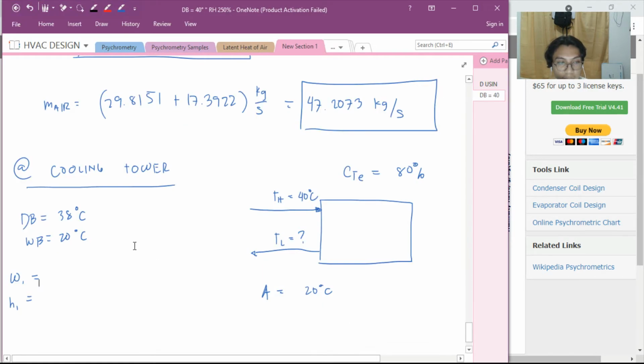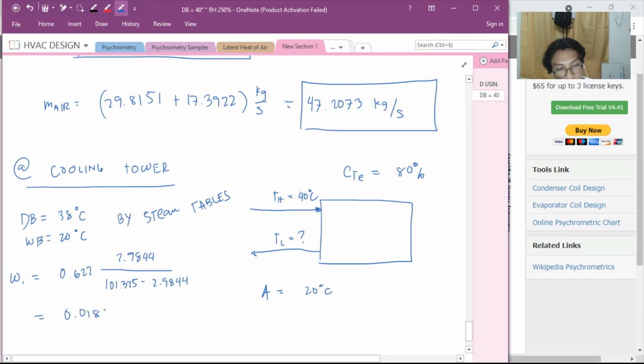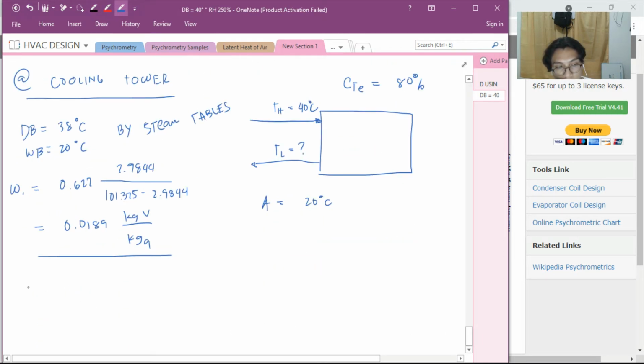Okay, in steam table na natin, okay? Ang makukuha natin kapag nag-steam table tayo, 0.622 tapos PT minus PV. Bale, PV dito. PV is 2.9844 as 101.325 minus 2.9844. Ang makukuha nating answer dito, by steam tables, halo. That is equal to 0.0189 kilogram vapor per kilogram air. Ito yung W1. How about yung H1?